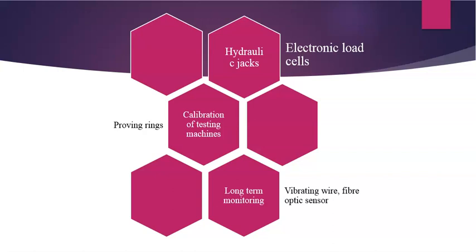Next one is long-term monitoring by using vibrating sensors. Structural health monitoring is performed to ensure the safety and serviceability of the structure from the construction stage throughout the completion of the construction and until the end of the structure's useful life. Vibrating wire sensors and fiber optic sensors are used for strain measurement for high resolution and high accuracy.